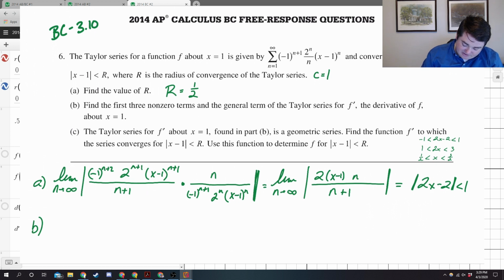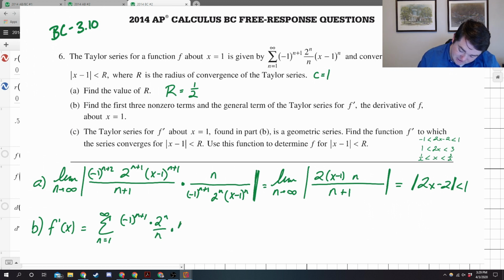So f prime of x is the sum from 1 to infinity of -1 to the n plus 1 times 2 to the n over n times n x minus 1 to the n minus 1. Okay, all that we're doing, we're basically using the power rule. The exponent n comes down and then decreases by 1. The n's are going to cancel here, which is nice.